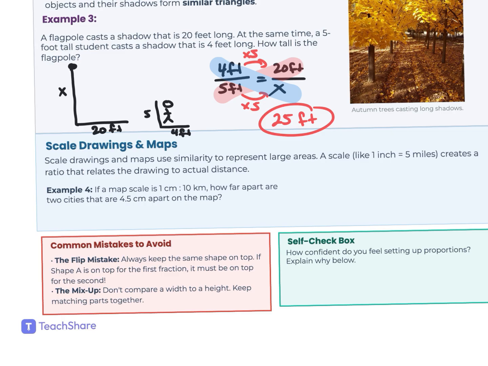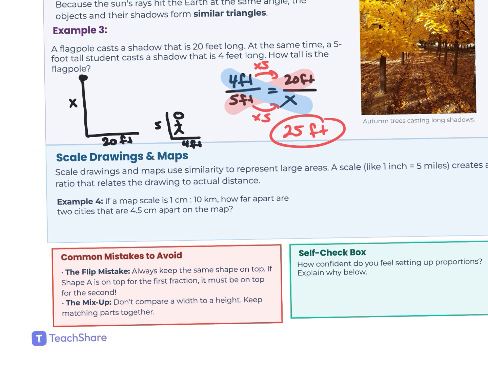All right, looking at one more thing, just looking at scale drawings once again. We're going to set up our proportion. Oops, that's not the scale we're using. On our map, it's saying that 1 centimeter is 10 kilometers in real life. The two cities are 4.5 centimeters apart on the map. We want to know how far apart they are in real life.